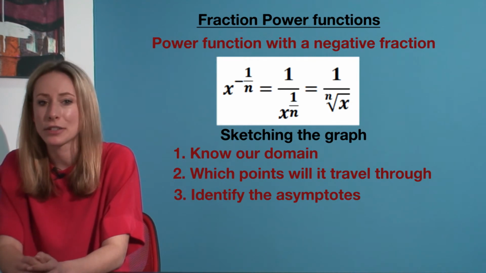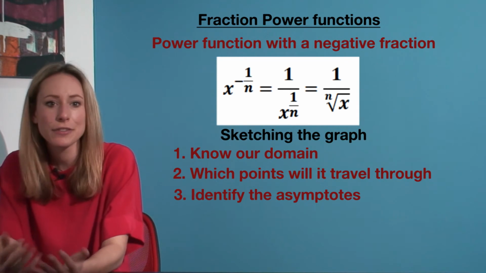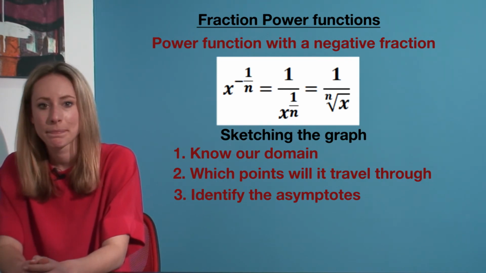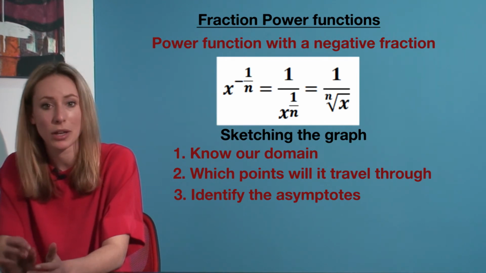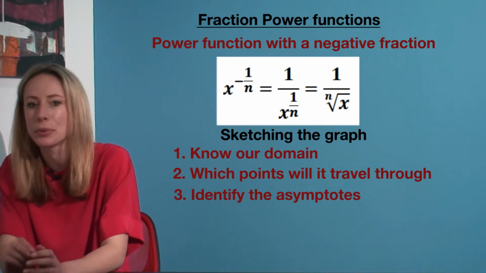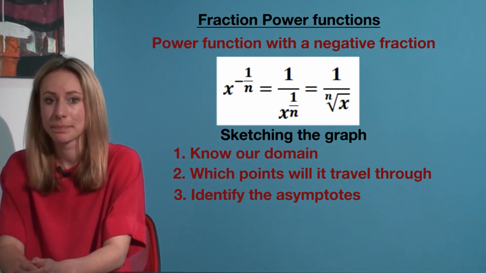The third step is to identify the asymptotes. Obviously, we can't divide by 0, so there is a vertical asymptote when x equals 0. As x approaches infinity, we can see that the fraction will grow increasingly smaller. However, it will never actually equal 0. Therefore, there is a horizontal asymptote at y equals 0.